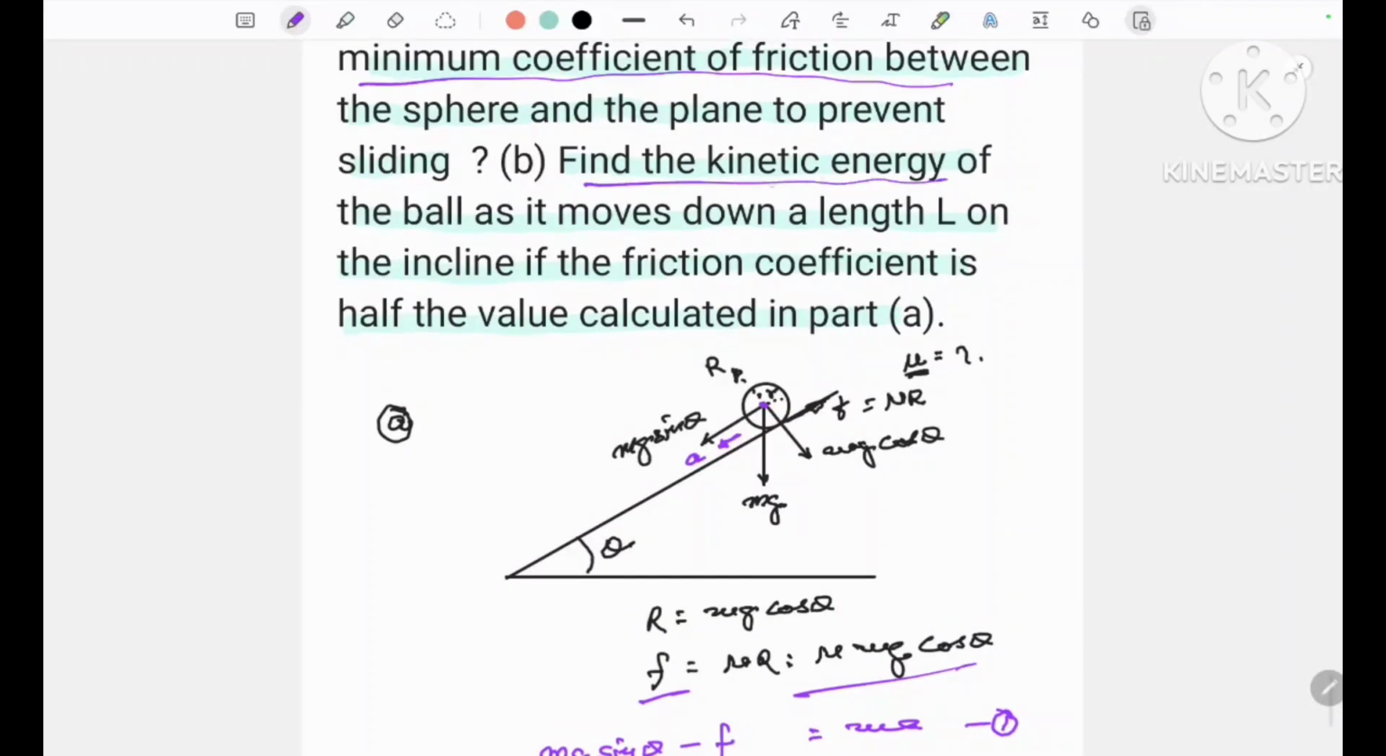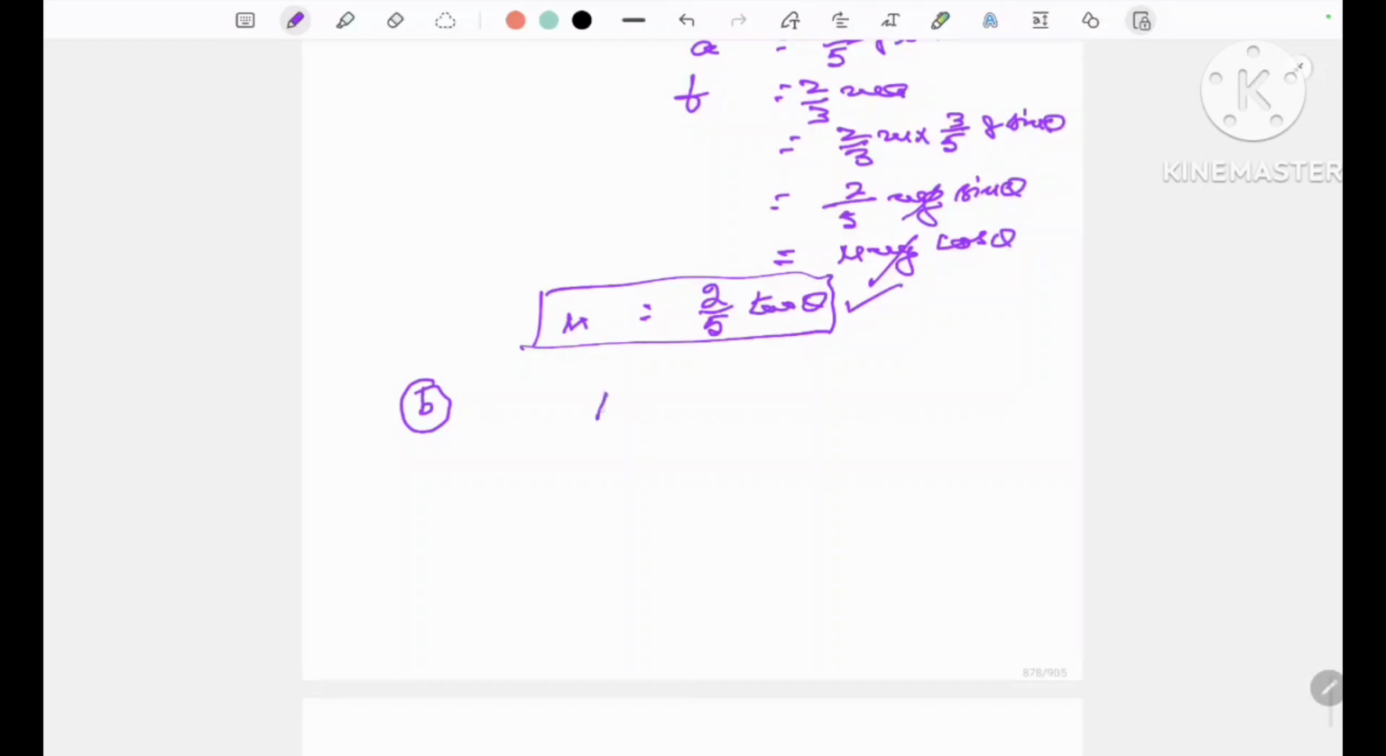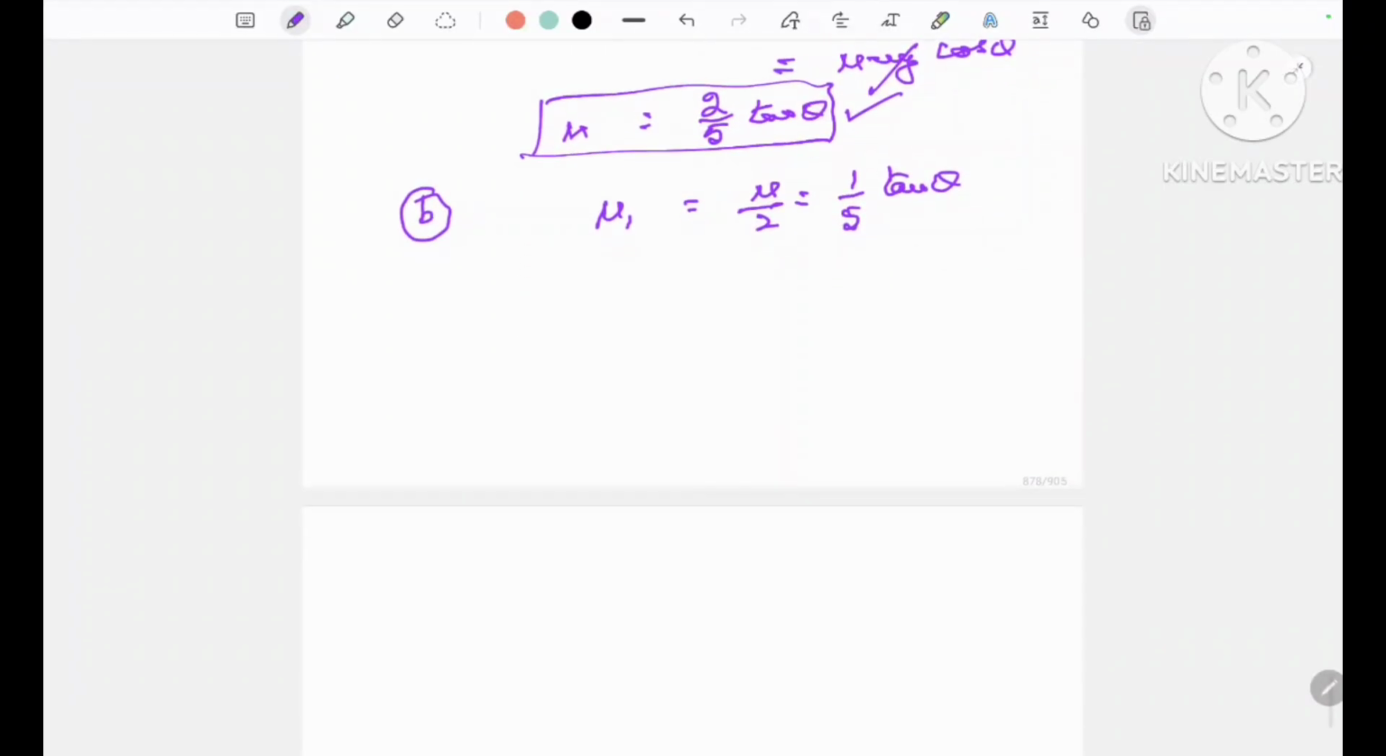Part B: find the kinetic energy of the ball as it moves down a length L on the incline if the friction coefficient is half of the value calculated in part A. So mu1, that is mu/2, is 1/5 tan theta. This is the incline. The hollow sphere moves a length L from position A to position B. We have to calculate the kinetic energy at position B.